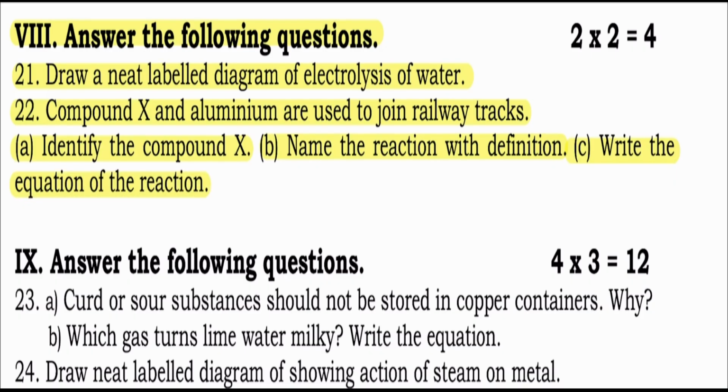The compound used to join the railway tracks with aluminum is iron oxide. Means X is equal to Fe2O3. Okay. Next, name the reaction. This reaction is called thermite reaction. And the definition is: it is a type of redox reaction where aluminum reacts with iron oxide to produce aluminum oxide and molten iron.